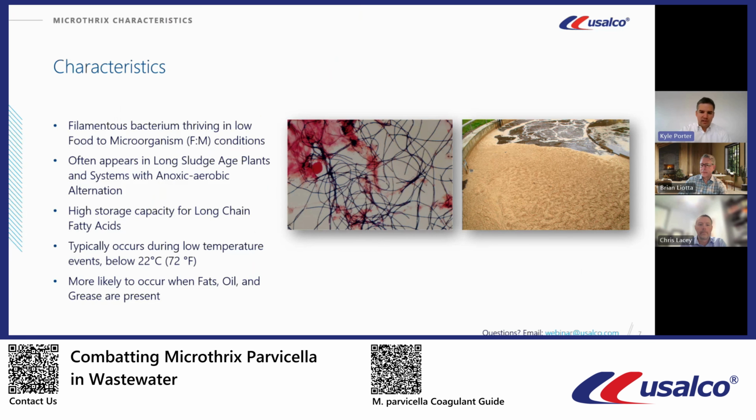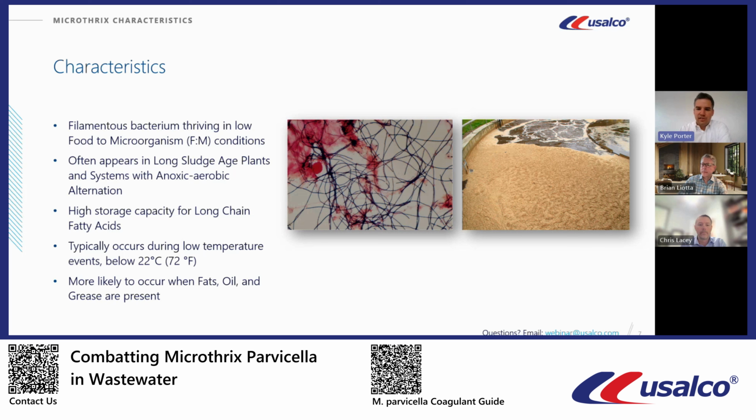So Microthrix in particular and the characteristics around it: it's a low food to microorganism ratio filamentous bacteria. That means generally you have more bugs than you have the BOD or food source for it. Thus, it's often going to appear in plants with a long sludge age, where you've been basically wasting, or let's say returning a lot, to get more processing in your process. In particular, though, it also really, really likes long chain fatty acids.